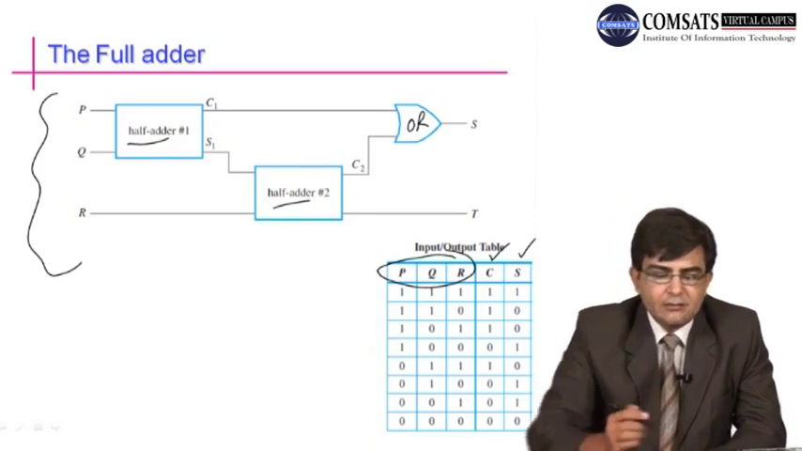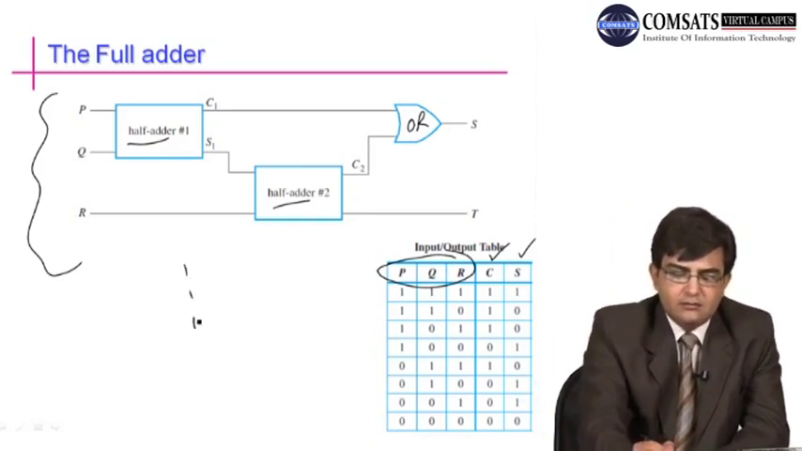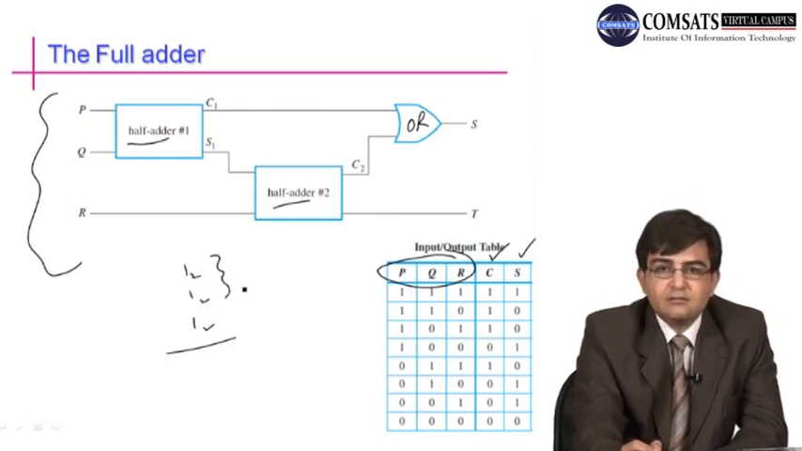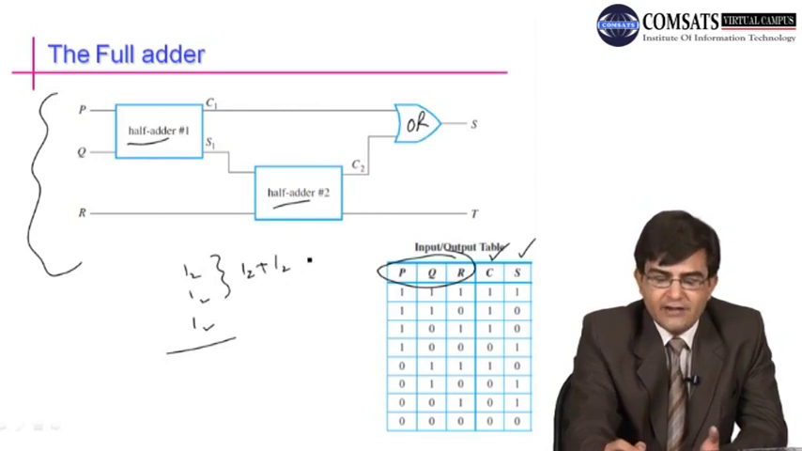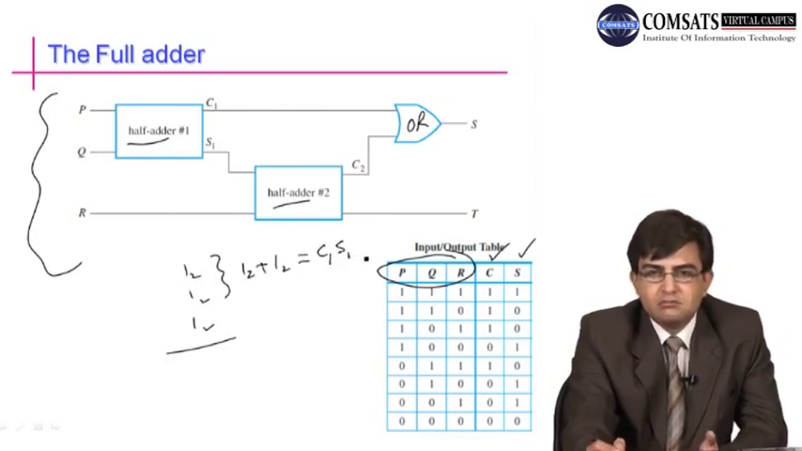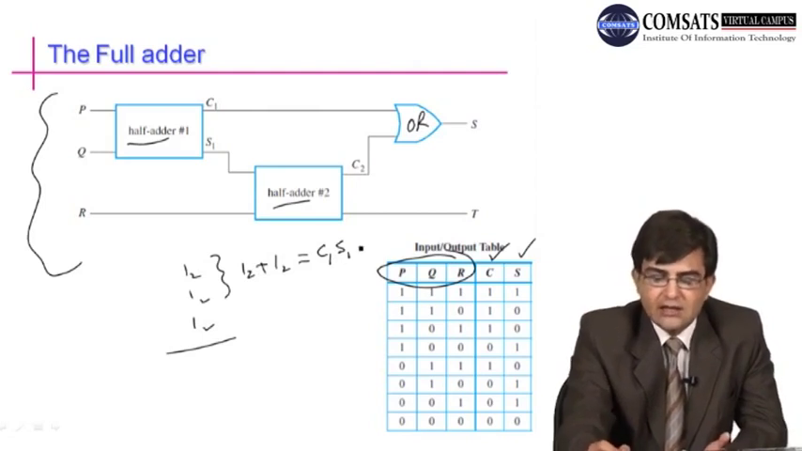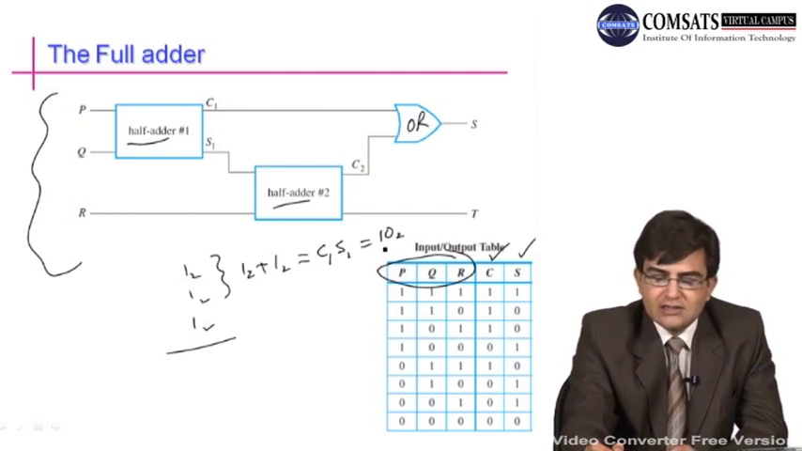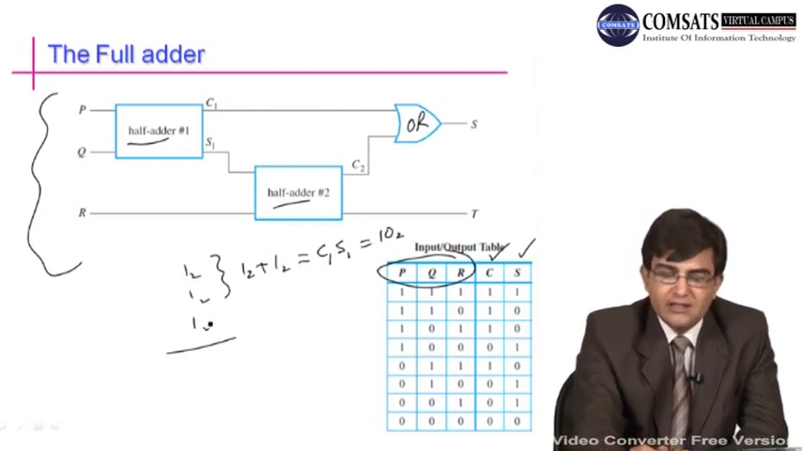How to add 3 digit numbers, for example 1 1 1, 1 base 2, 1 base 2, 1 base 2. We add up the first 2 numbers first, 1 base 2 plus 1 base 2, by using a half adder, and we get 1 carry and 0 sum. In this case we have 10 base 2, where 0 is the sum and carry is 1.